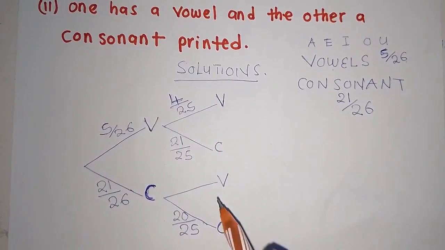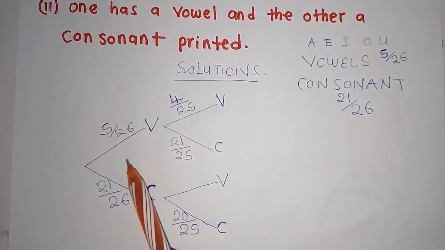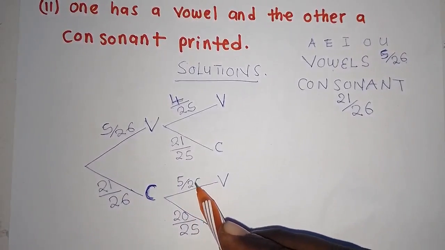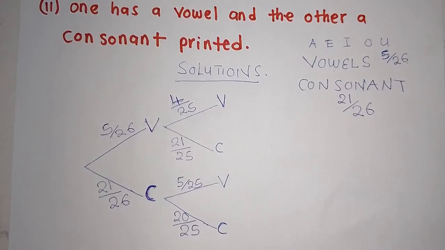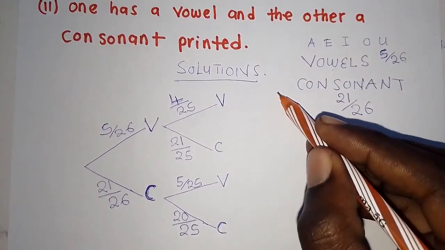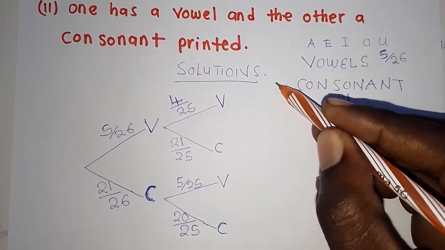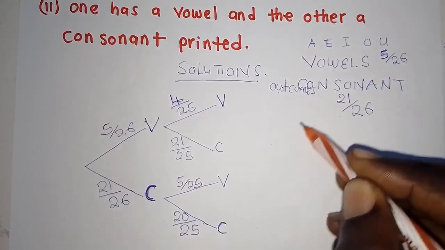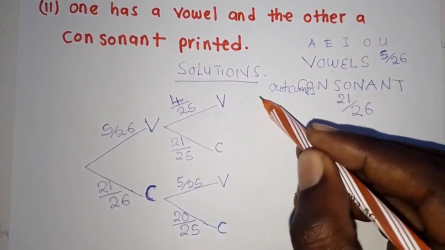So here, what are you going to have? That one will maintain 5 over 25, like this. This is what you need to do. So when we talk about the outcomes, what are we going to have on the outcomes?